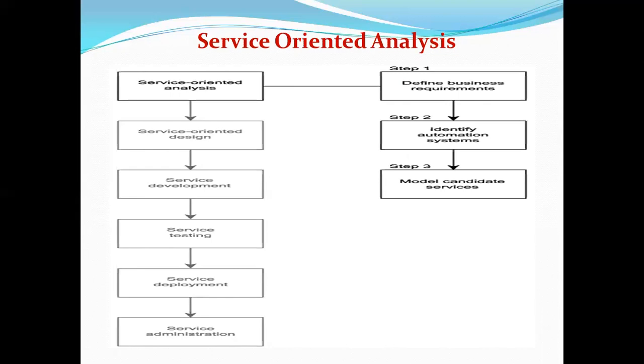Identify the automation systems. After identifying the automation system, we have already identified the services, the service operations, then the service scenarios. We can call that scenario a business flow. So that flow, the steps we have identified in the second step, and the third step is modeling the candidate services.